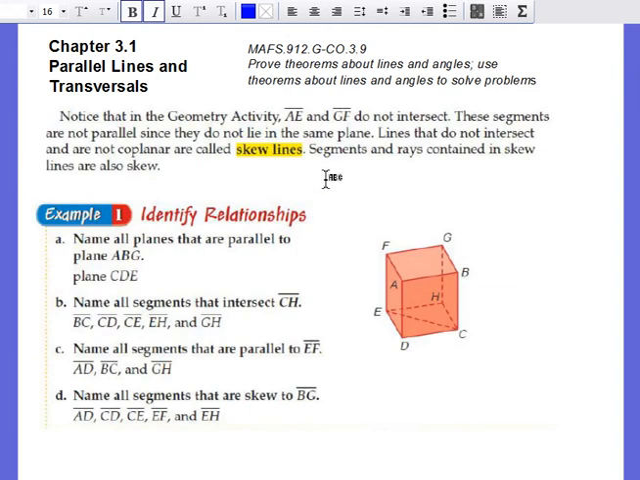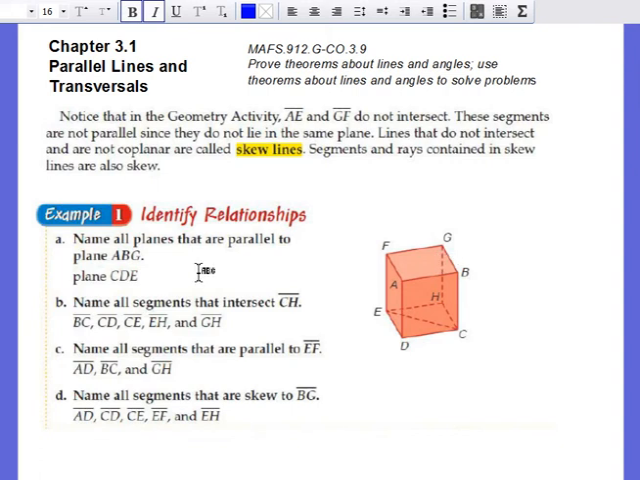Here is skew lines. Skew lines do not intersect, but they're not coplanar. So the only way you can find skew lines is in some kind of 3D model like this, which is a cube. So it's real simple. As long as the two lines are not on the same plane and do not appear to intersect, they're skew.